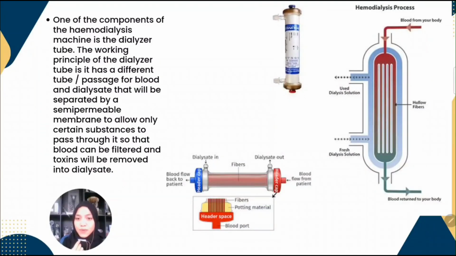One of the components of the hemodialysis is the dialyzer tube itself. The working principle of the dialyzer tube is it has different tube or passage for the blood and dialysate. There are 4 tubes overall, which is for the blood to come in, for the blood to come out, and the dialysate to go in and the dialysate to go out. And we can see that between the dialysate and the blood, they will be separated by a semi-permeable membrane, in which this membrane only allows certain size of the molecule to pass through it to allow the filtering of the blood to occur.